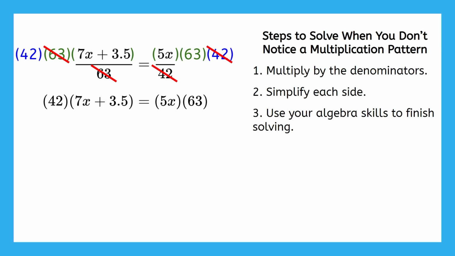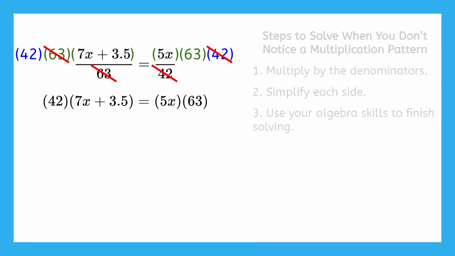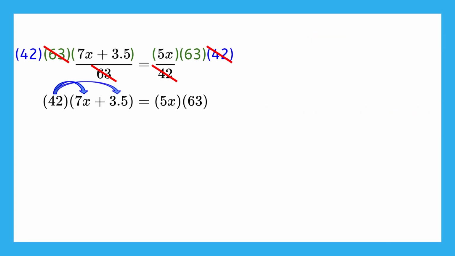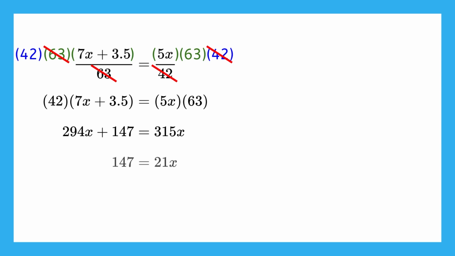Try to finish solving this on your own. Pause the video now and find a solution for x. Did you distribute to get rid of parentheses and get this equation? Then you likely subtracted 294x from both sides to get here. From there, all that's left is to divide by 21, which gives us x equals 7.